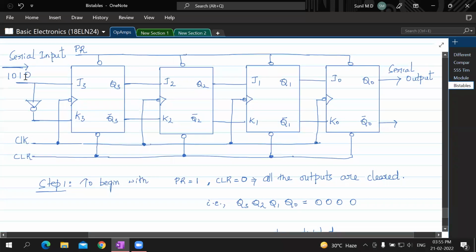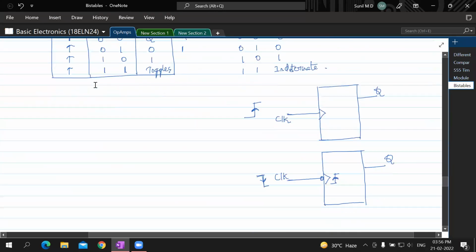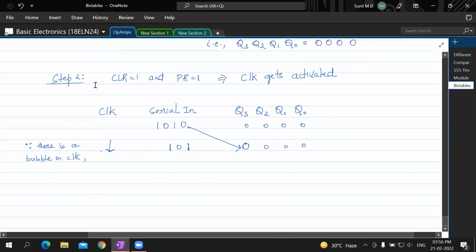So the first input is 0, that is J is 0. So K is 1 because of this NOT gate. So when JK is 0, 1, Q3 and Q3 bar are 0, 1 respectively. So this 0 moves to Q3, internally, I mean. So this is what is going to happen. Fine. Now, that is what I need to write here. So this 0 comes to Q3.